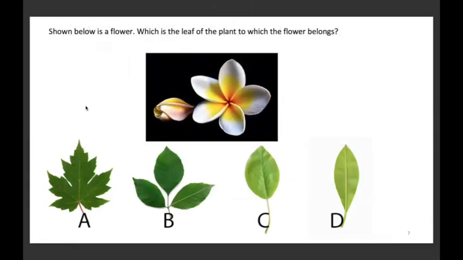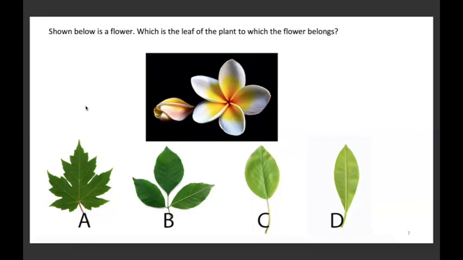Shown below is a flower, and the leaf of a plant to which the flower belongs. You have to identify which is the leaf that belongs to the plant that the flower is also a part of. You're given 4 options here.